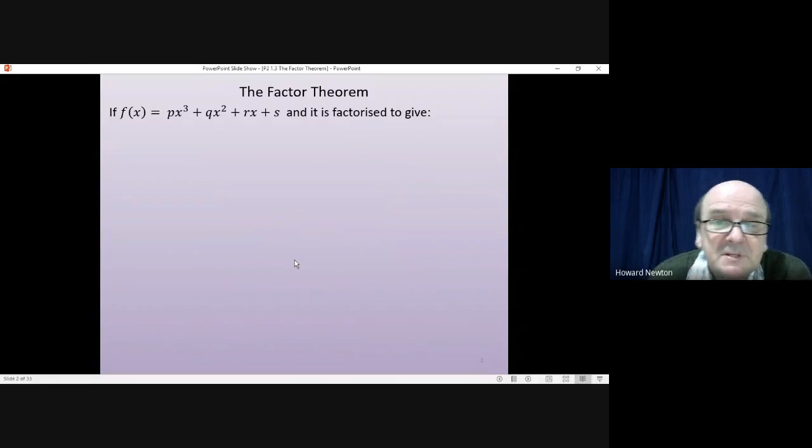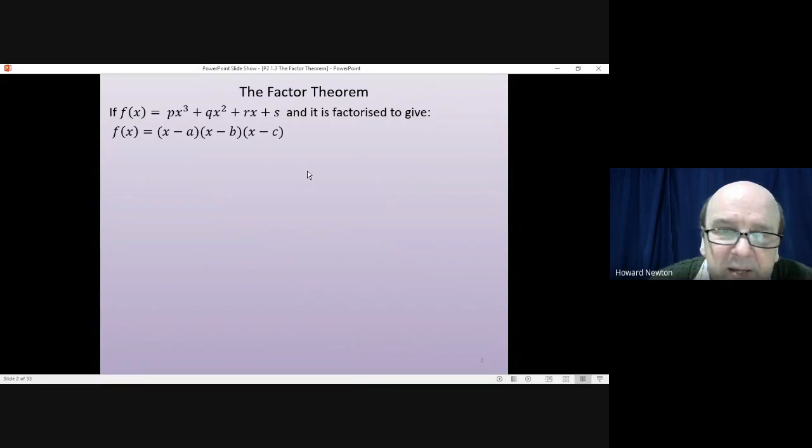So let's say, for instance, you had this cubic, px cubed plus qx squared plus rx plus s, and you're going to factorize it into three brackets, (x minus a)(x minus b)(x minus c), where you'd have to work out what a, b, and c are. But let's just consider for a moment what would happen if we put x equals a into this function. We could also think about x equals b or x equals c. You get exactly the same thing.